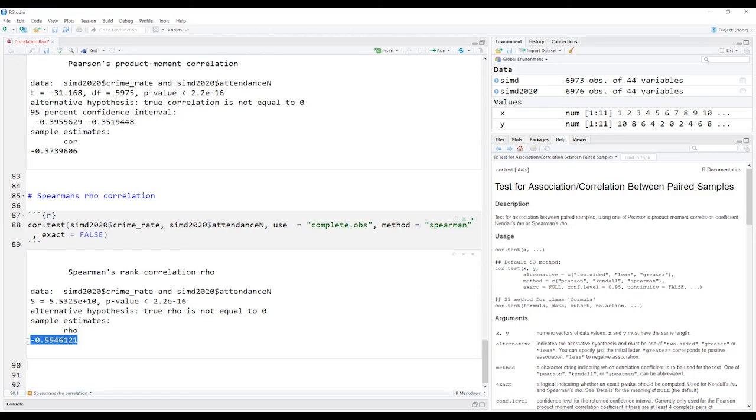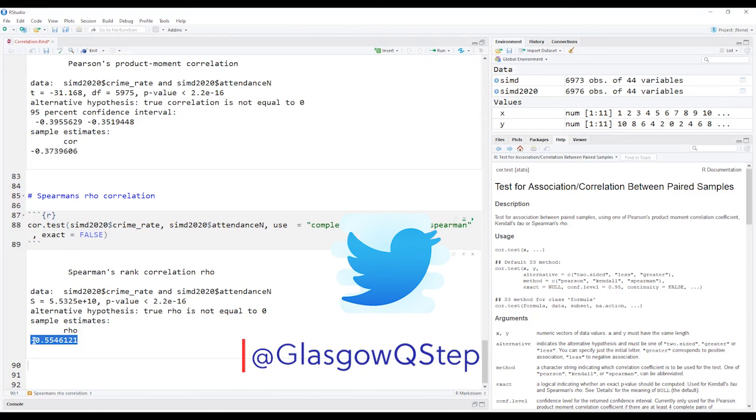So which one you decide to use will depend on your data. And remember, when visualizing the relationship, state which correlation test you've carried out. Hopefully this tutorial has got you familiar with Pearson and Spearman correlation. And remember that correlation does not imply causation.